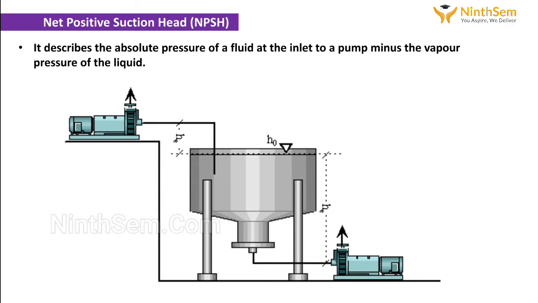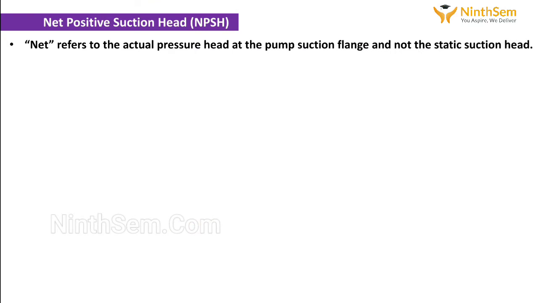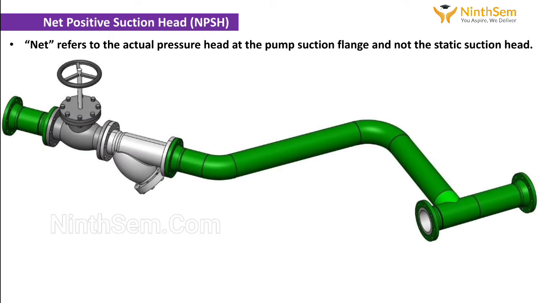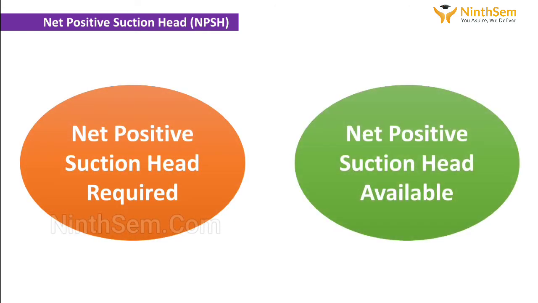The NPSH is always positive since it is expressed in terms of absolute fluid column height in meter head or feet head. The term net refers to the actual pressure head at the pump suction flange and not the static suction head. A minimum amount of suction pressure head is needed for a pump to operate without cavitation. When discussing centrifugal pumps, the two most important head terms are NPSHR and NPSHA.